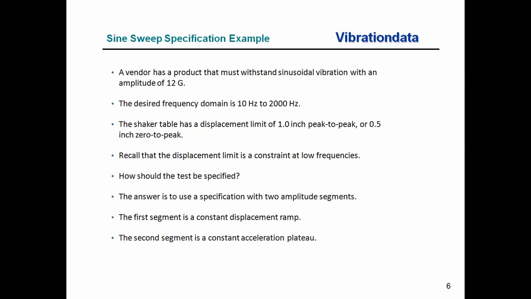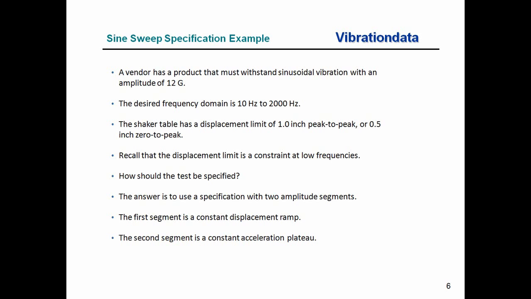Let's go to an example here. Let's say a vendor has a product and it must withstand a sinusoidal vibration with an amplitude of 12 G per the test specification. So the desired frequency domain in this case is going to be 10 Hertz to 2000 Hertz. And our shaker table is going to have a displacement limit of 1 inch peak to peak or 0.5 inches zero to peak. So as you should remember from the previous unit, the displacement is a concern at low frequencies, and this could cause us to have a constraint on our vibration specification.